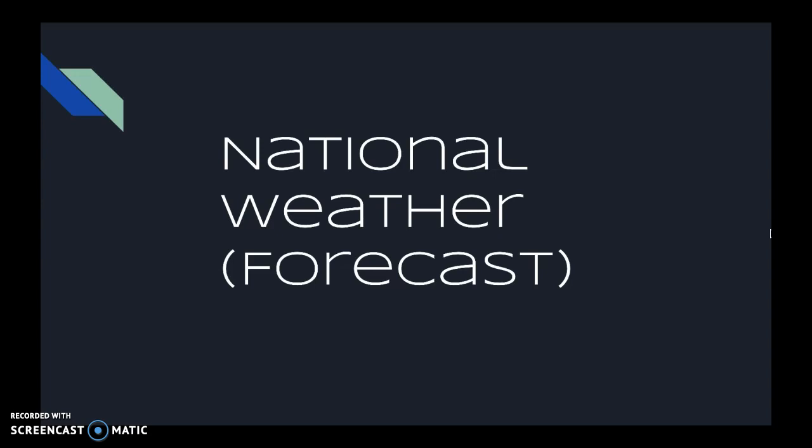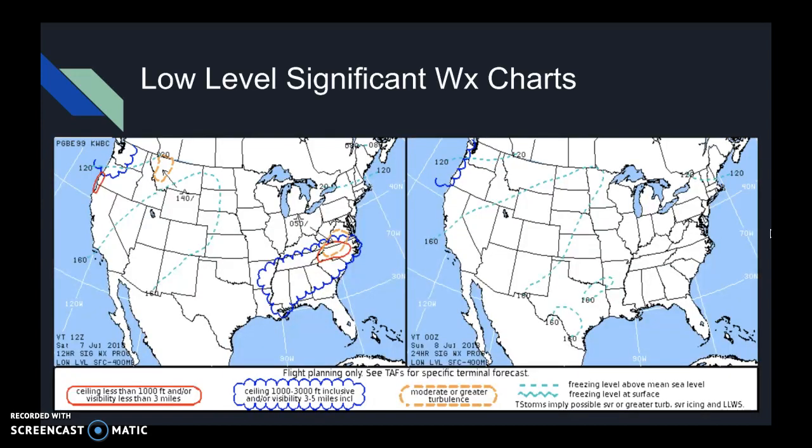Forecasted national weather. This is a low-level significant weather chart. We took a look at this earlier and it indicates the areas of poor ceilings or visibility in both red and blue, turbulence in orange, and freezing level in the dashed light blue line.